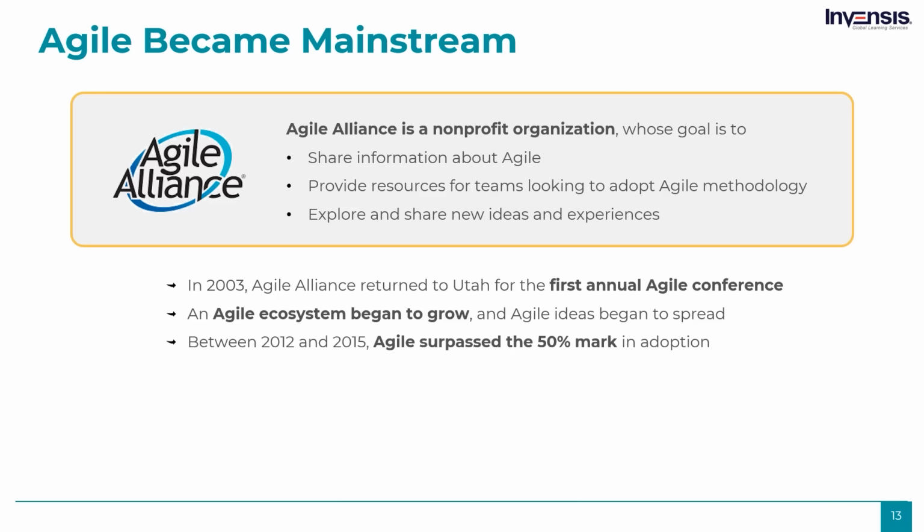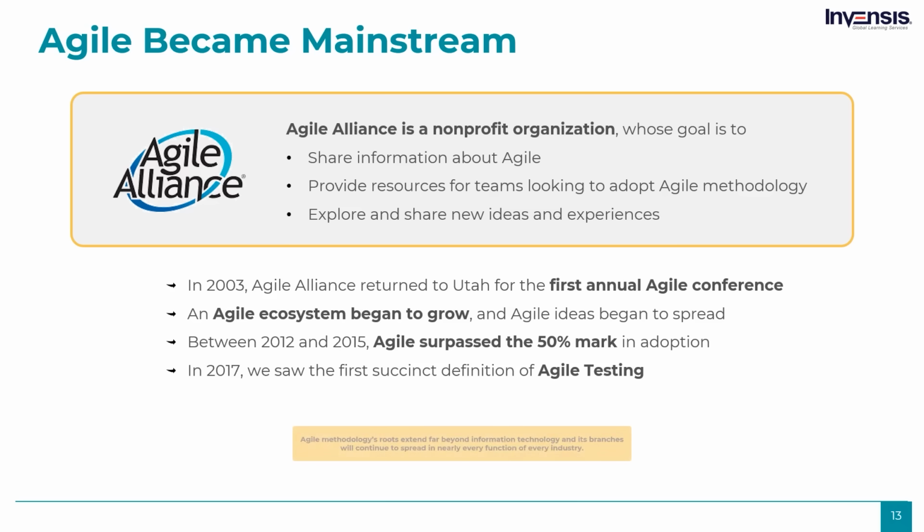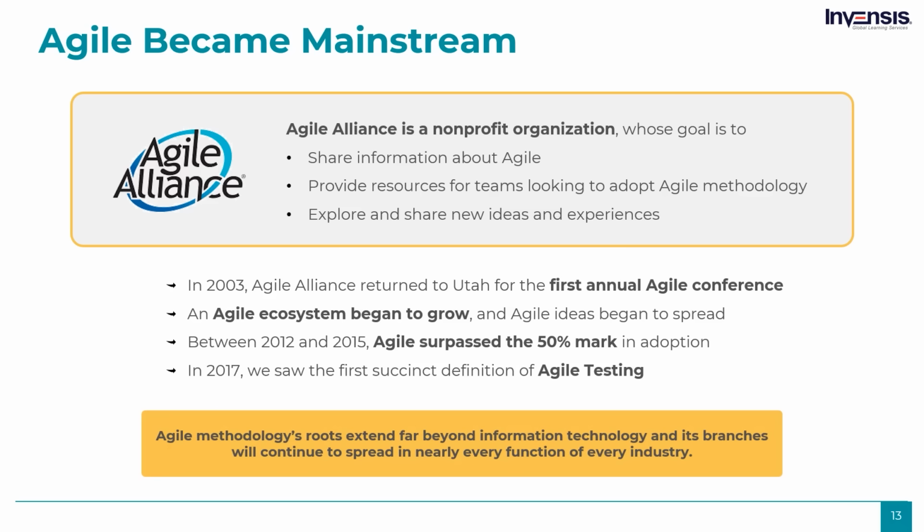In the 2010s, Agile picked up a new stream. Between 2012 and 2015, Agile surpassed the 50% mark in adoption, truly taking the development world by storm. In 2017, we saw the first succinct definition of Agile testing. And that's the Agile software development methodology that we all use today. You know, there is a saying, success has many fathers. In that sense, Agile innovation has a colorful heritage.